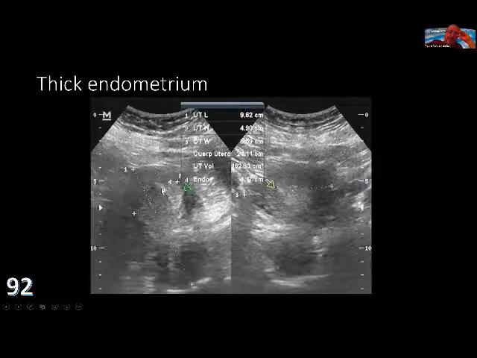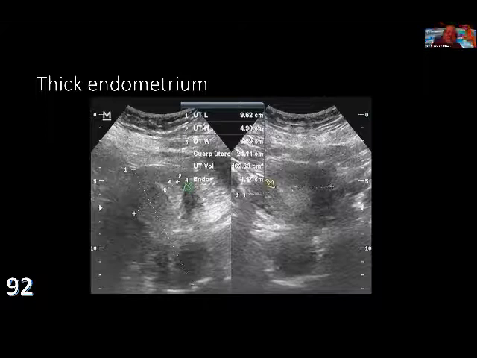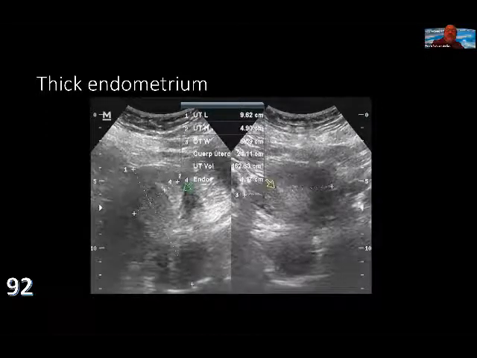This is a thick endometrium. Endometrial thickness can be minor, moderate, or really big, really thick. If we have a patient with an enlarged uterus and a really, really thick endometrium, we have to rule out endometrial cancer.